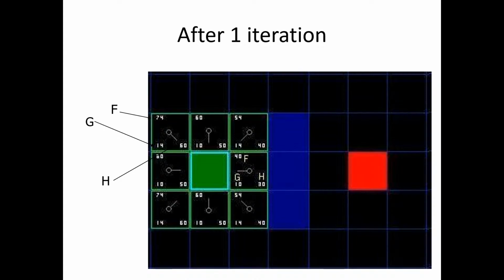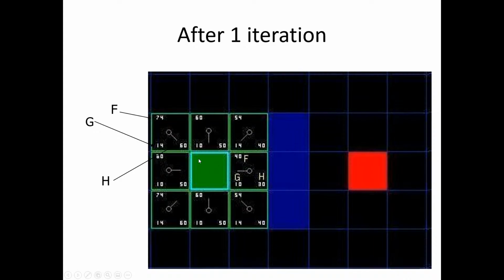So the first node that gets popped off is the green one. And then these are the F, G, and H scores printed for each of the adjacent nodes. So let's look at this node here. This is the G score here in the bottom left-hand corner.